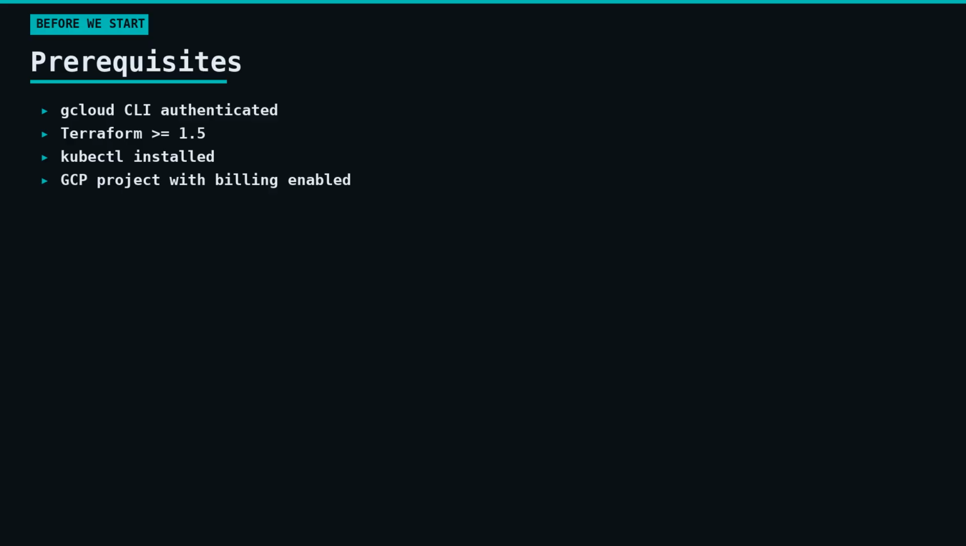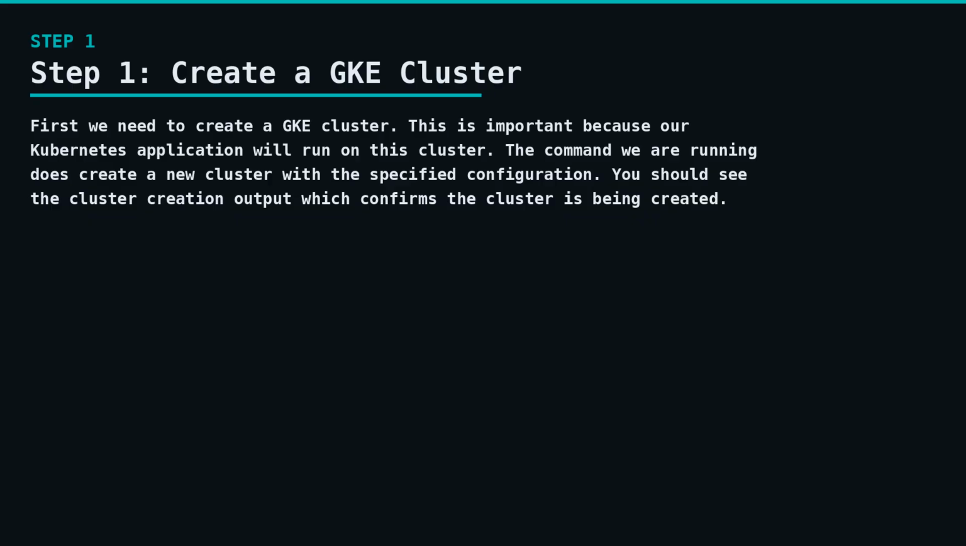First, we need to create a GKE cluster. This is important because our Kubernetes application will run on this cluster. The command we are running does create a new cluster with the specified configuration. You should see the cluster creation output, which confirms the cluster is being created.